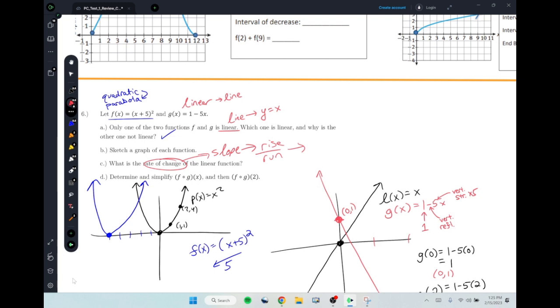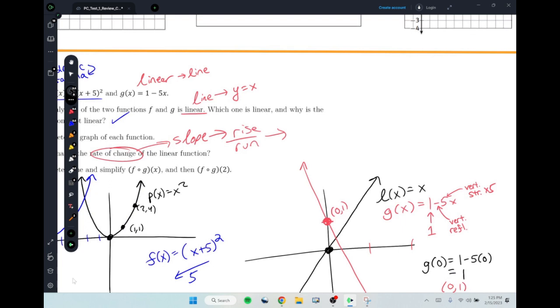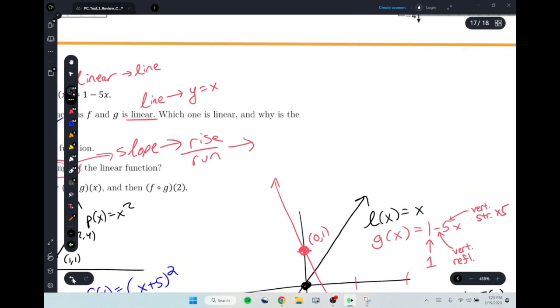Well, if we don't know, you got to plug in points then. If you don't know, you just plug in some points. Let's find out. Pick a point. Pick a point. 1? Plug in 1. See what you get. What's g of 1?